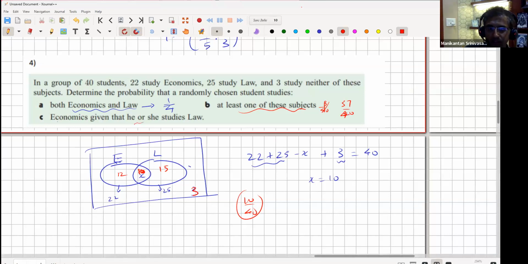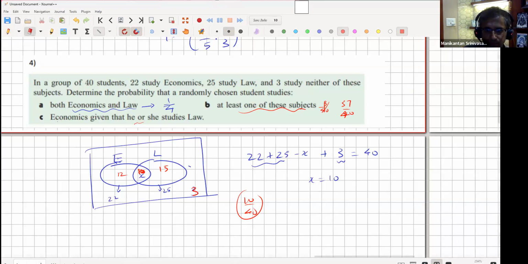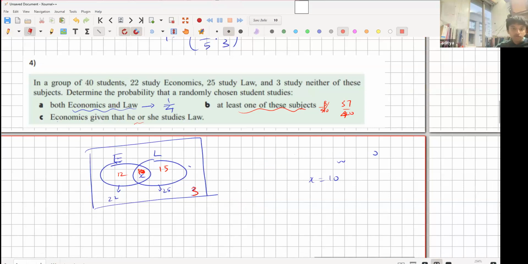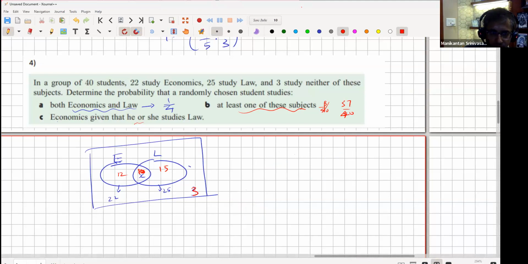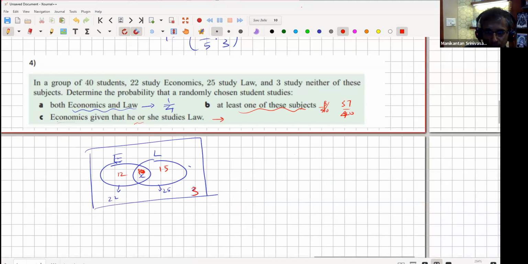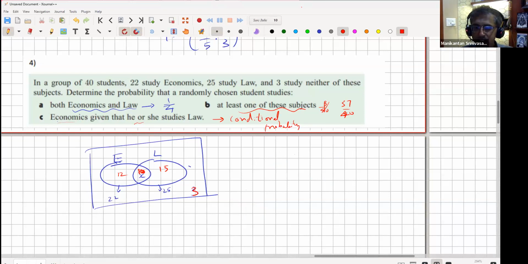Economics, given that he or she studies law. Aditya, what did you do on 4C? So I didn't understand the difference between this question and the A one. Okay, no, so this is called conditional probability. That means it's like asking, what is the probability?